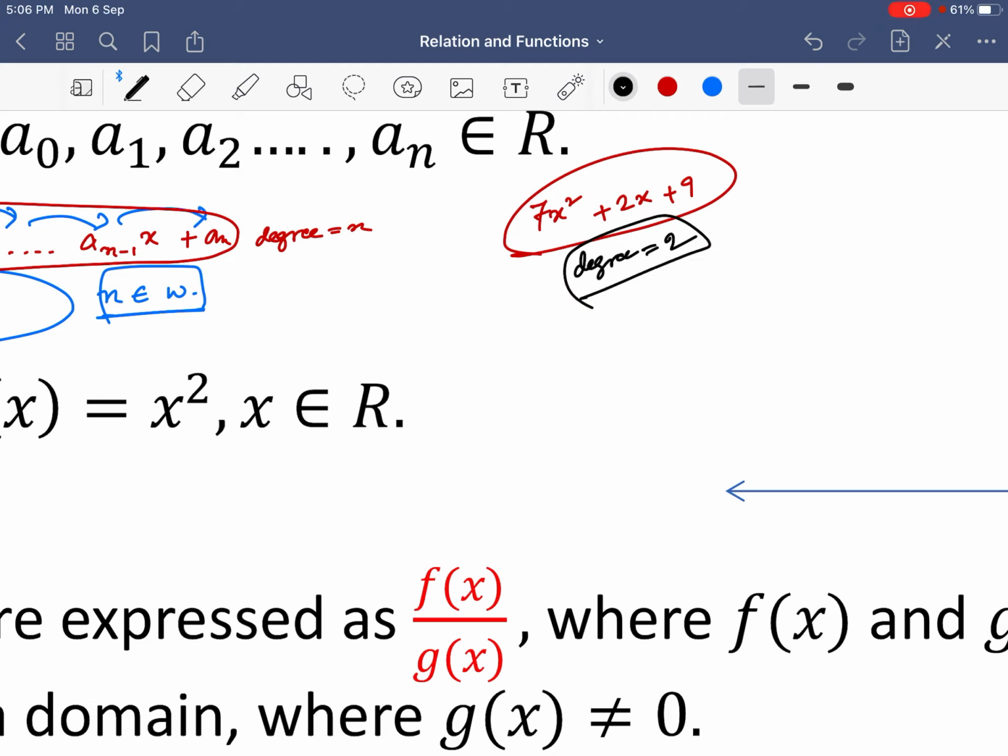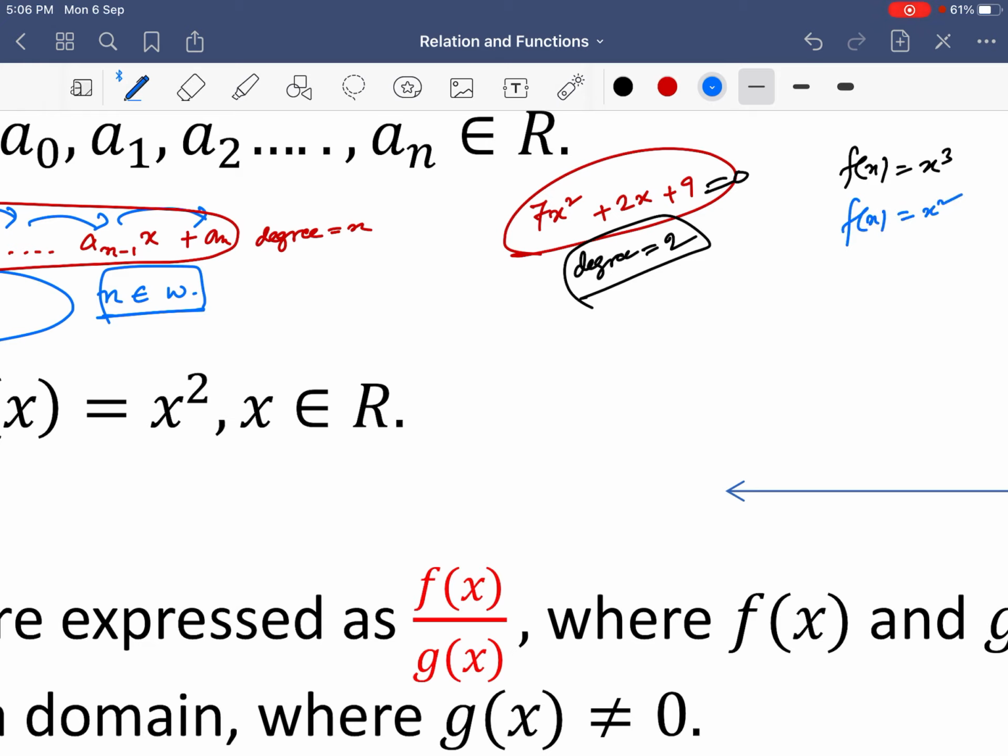Now if you put it equal to 0, you recognize this. This is known as a quadratic equation, because the power of x is 2. So in this way you will get different polynomial functions. Or else if I have f(x) is equal to x cube, this is also a polynomial. I don't care how many terms there are. If there is only one term, it's a polynomial. Or else I say f(x) is equal to x square. This is also a polynomial.